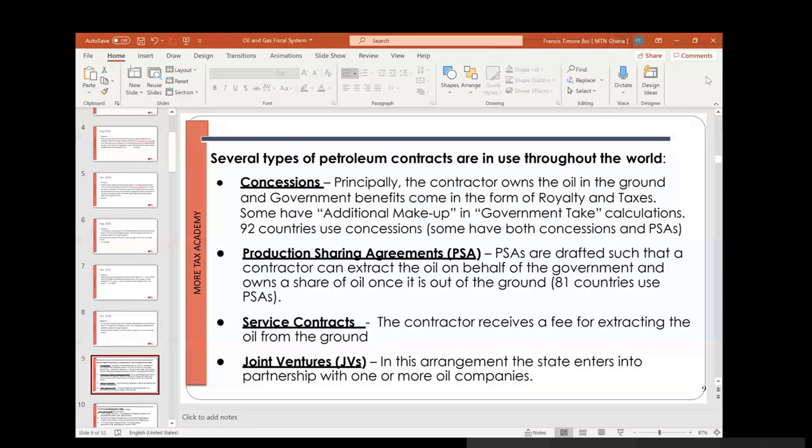The second one, we'll come and look at the advantages and everything. The second one is a production sharing arrangement, the PSA. And just as the name implies, produce and let's share. So the contractor extracts the oil on behalf of the government, and then he takes part of the oil once it is out of the ground. So you produce, and then we share the oil.